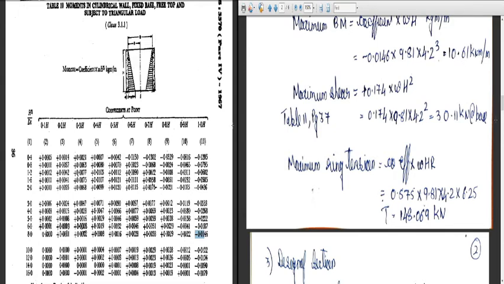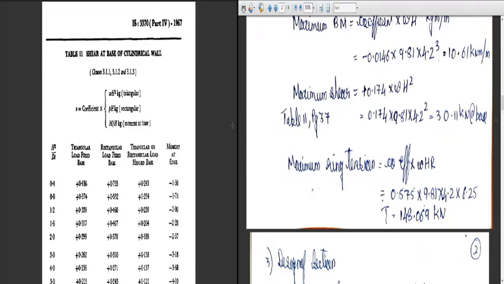Then next we computed the shear at the base. You can see the shear at the base for triangular load is W H square. So h square divided by dt is 8 here.